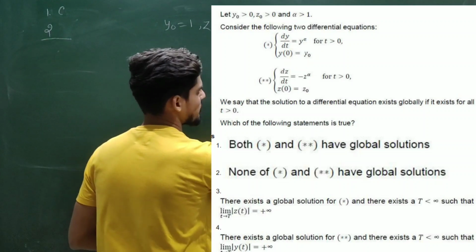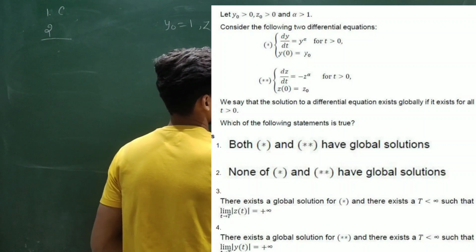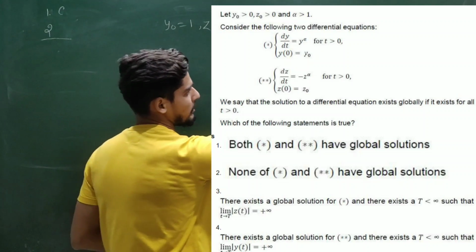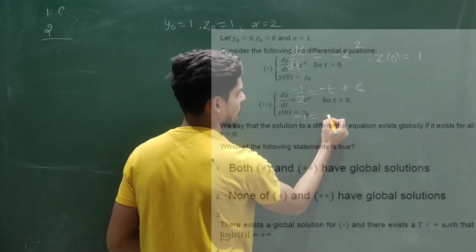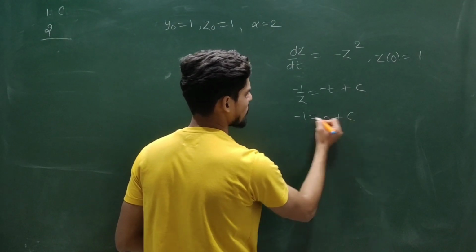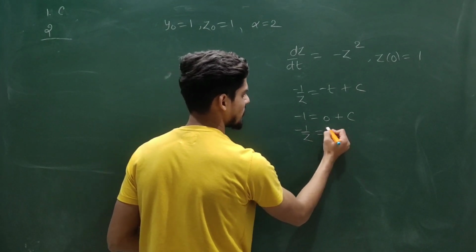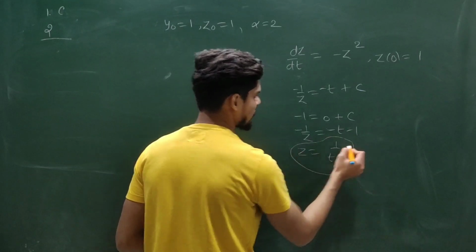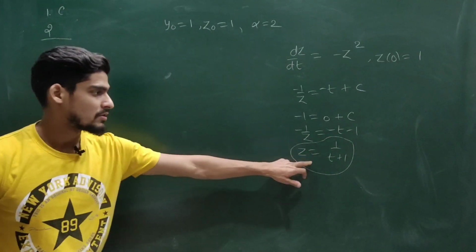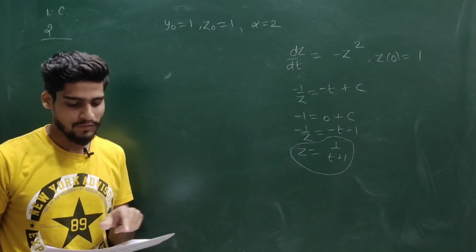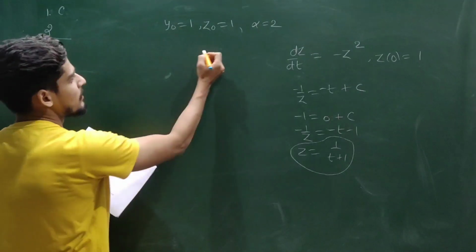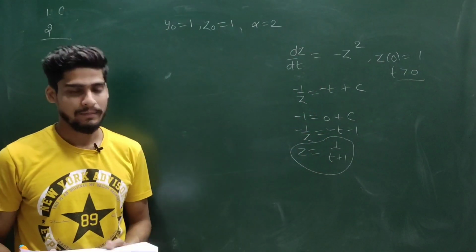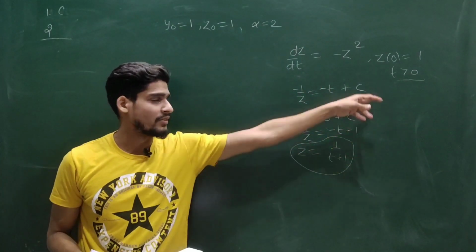So if you solve this problem, you are having minus 1 upon z is equal to t plus c. Now put your condition, then you are having minus 1 is equal to 0 plus c, your c is minus 1, so minus 1 upon z is t minus 1, so your z is 1 upon (1 minus t). This is one solution. So this solution is existing globally because your domain is from 0 to infinity. They have defined your t is positive. So when your t is positive, this solution exists globally. And they are asking after 0.